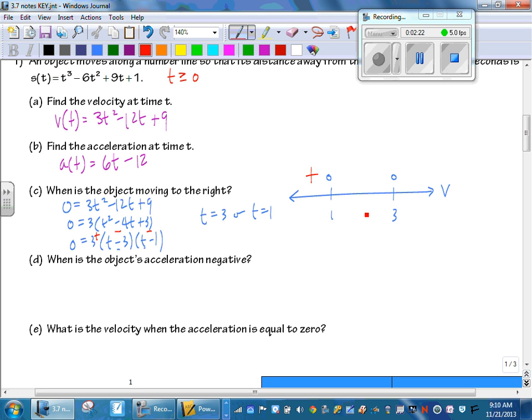Then if we're going to do 2, put 2 in. This is still negative, but this one's positive. So positive times a positive is negative. And then if we put 4 in, everything's going to be positive. So when we multiply all those, we get a positive. We're trying to figure out when is the object moving to the right. So that's when the velocity is positive. That would be from 0 to 1 and from 3 to infinity.